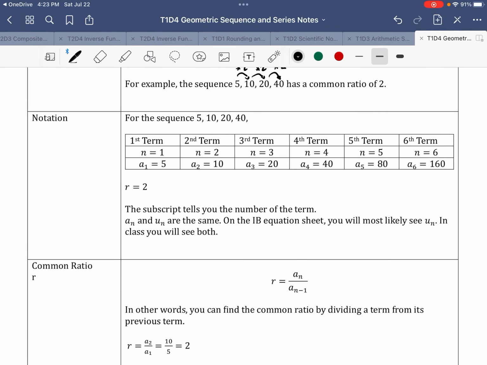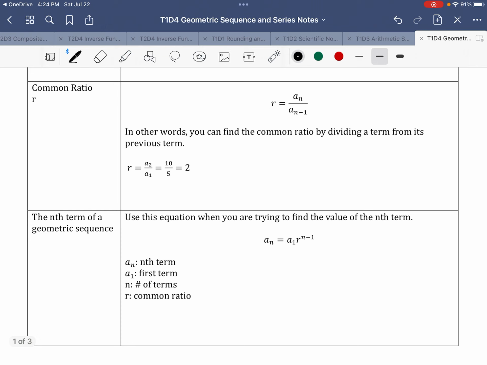So our notation here, if we're going 5, 10, 20, 40, where 5 is our first term, we denote that n is 1 because it is the first term. The value of the first term, a sub 1, is 5. Similarly, for our second term, n is 2. The value of our second term, a sub 2, is 10, and so on and so forth. And again, we know that our ratio is 2 because we're multiplying by 2 in order to get to the next term.